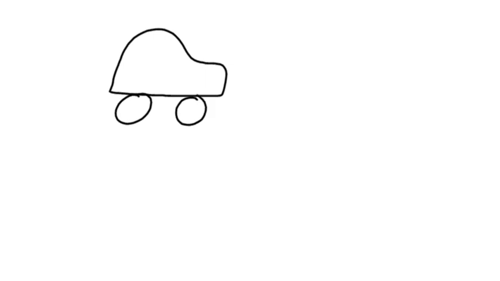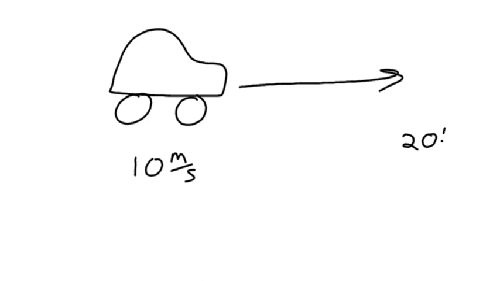Let's say that you're driving in a car, and when you first start measuring your acceleration, you're traveling at a rate of 10 meters per second. At the end of the time that you're measuring your acceleration, you're traveling 20 meters per second. The time it took for you to get from 10 meters per second to 20 meters per second was a time of 10 seconds.